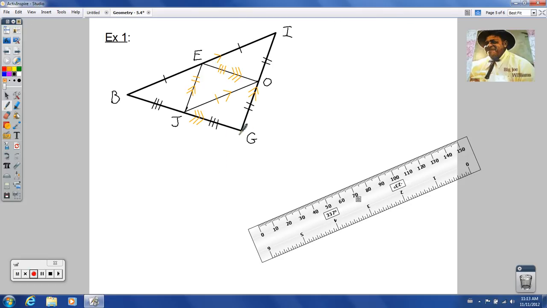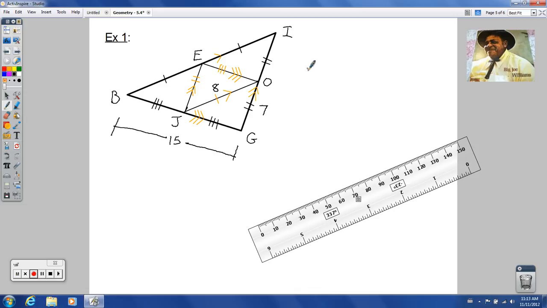So let's take a look at some of these things here. Now this one, I measured this, yes, but I'm going to tell you that these things were true to start. I'm going to tell you that JO is 8. So let's put that in the picture. I'm going to tell you that GO is 7. So let's see if we can figure out some other things. And I'm going to also tell you one more thing. BG, the whole thing from there to there, is 15, all the way from here to here.